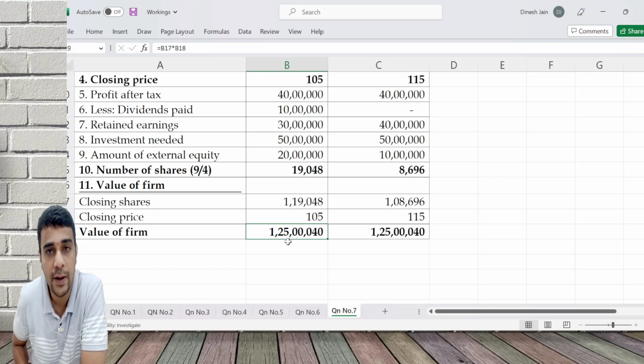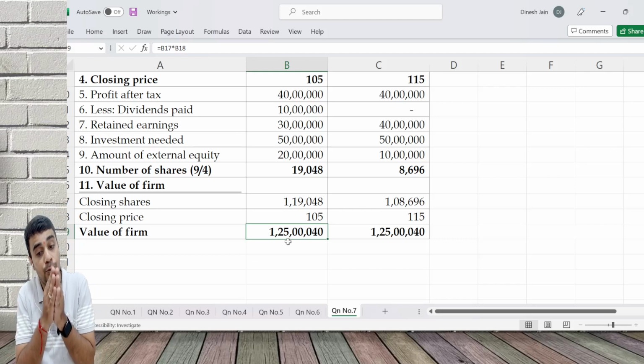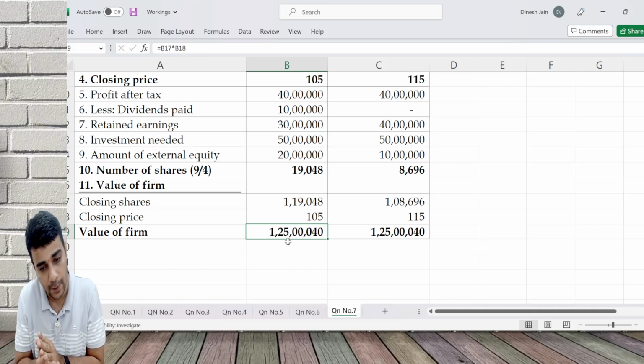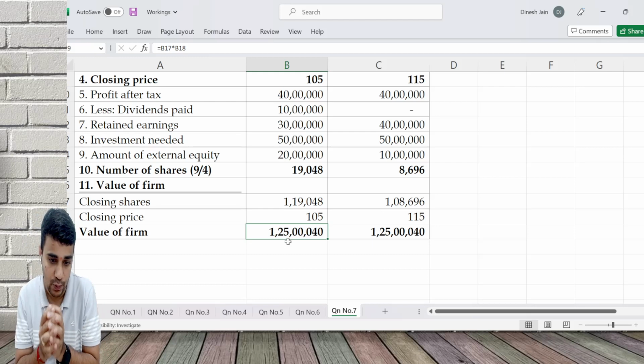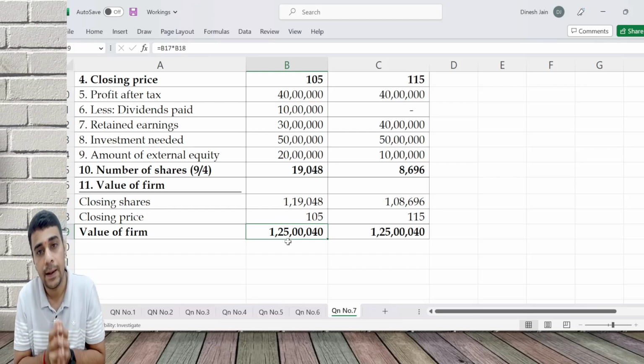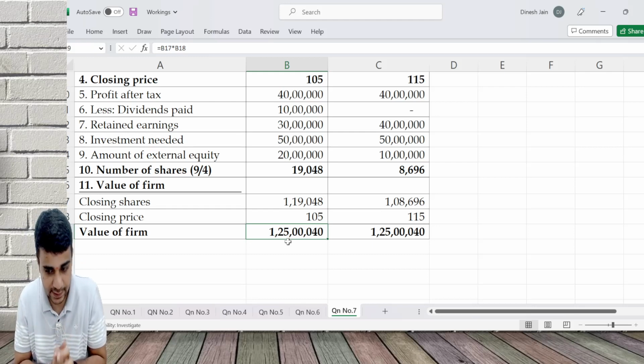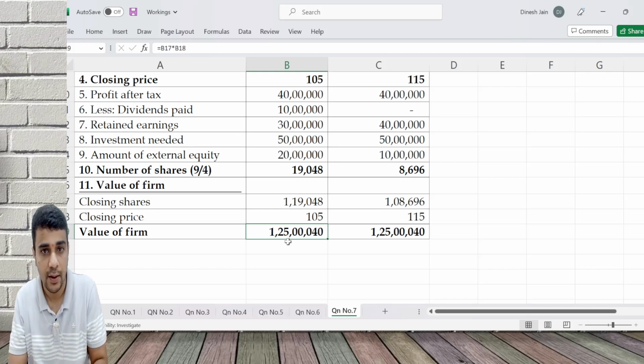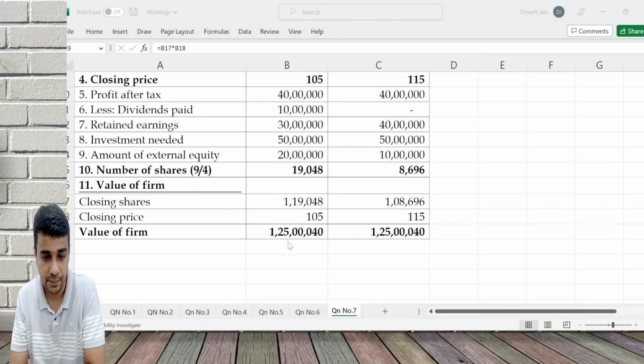If we don't round off the number of shares and write it in decimals, you would have got exactly 1 crore 25 lakh rupees, which indirectly proves that the value of the firm remains same whether dividends are paid or not paid. I would have solved this in a slightly different manner, but the conclusion remains same: the value of the firm remains same whether you pay dividends or you don't pay dividends. Clear? Any doubts on this? With this, this question will get over.